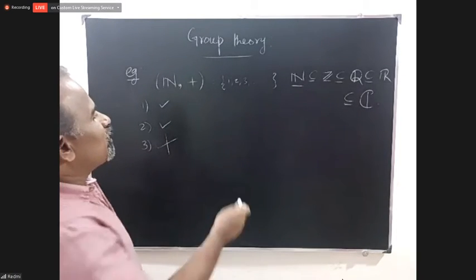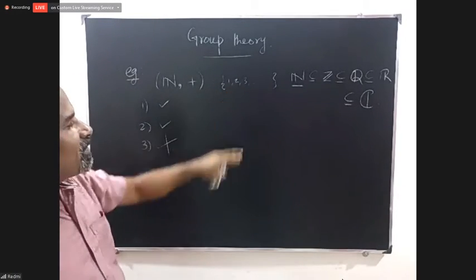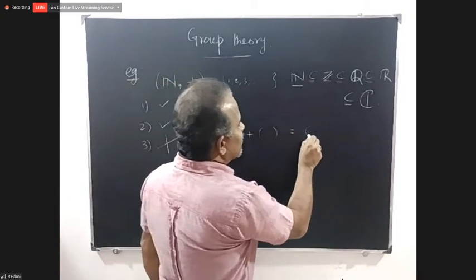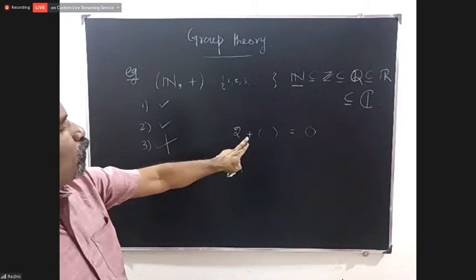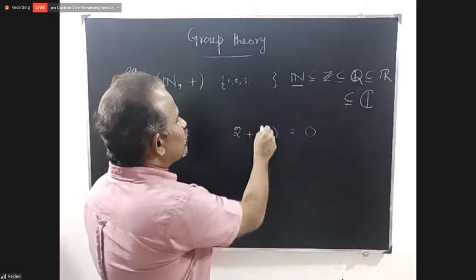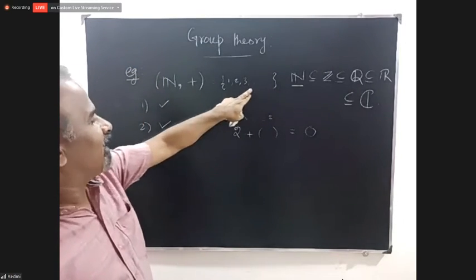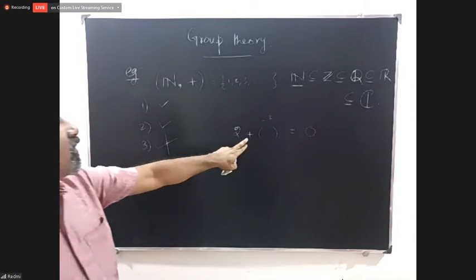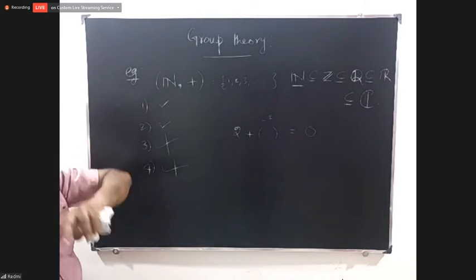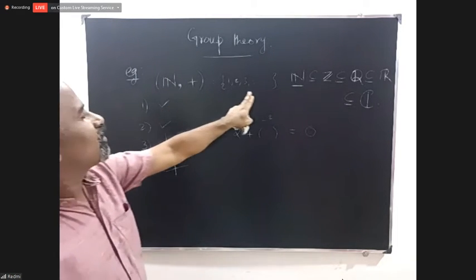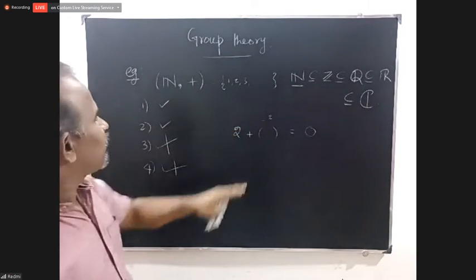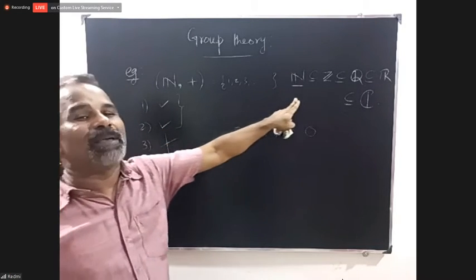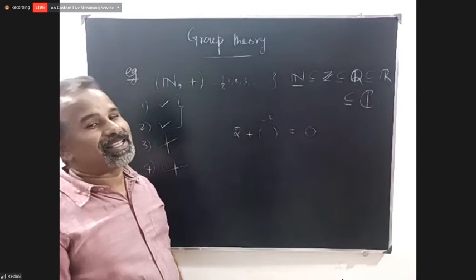Inverse means, if you take any element plus some other element which is equal to the identity, it becomes 0. If 2 plus something is equal to 0, you would get -2, but -2 is not there. So therefore inverse is also not satisfied. Therefore this set is not a group. If these two conditions are satisfied, the set N is called a semi-group.